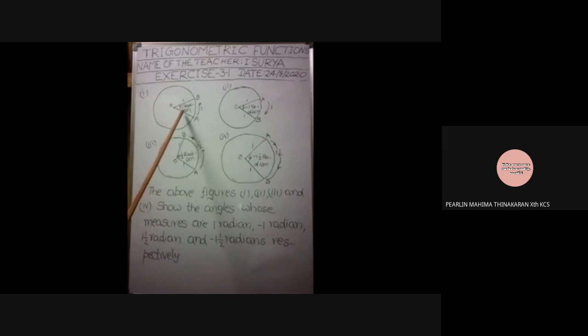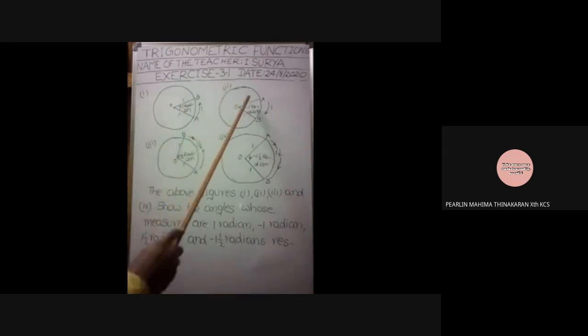Understood these points, my dear children? Here, the length of the radius is 1 unit, and the length of the arc AB is also 1 unit. This arc AB is subtending some amount of angle at the center of the circle. This amount of angle is said to be 1 radian, and the direction of the rotation is anti-clockwise. So we measure this angle as 1 radian.